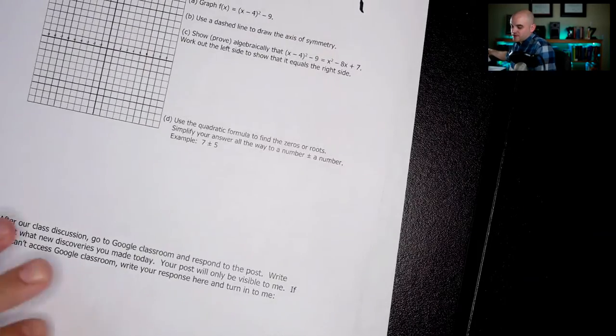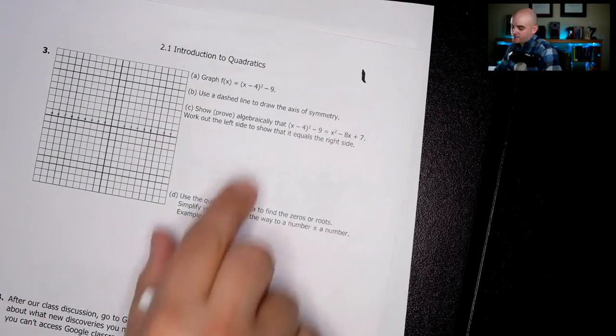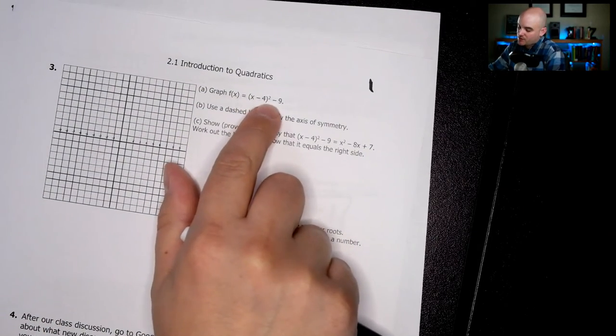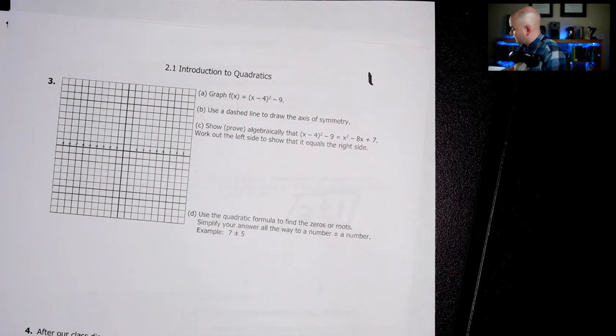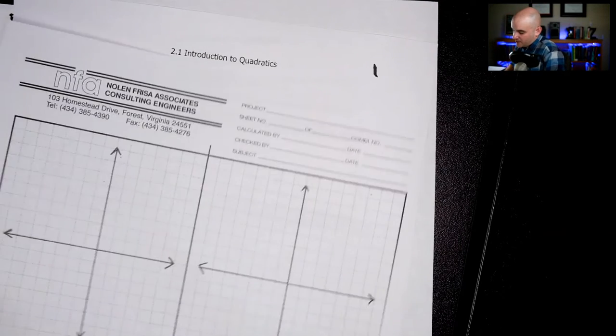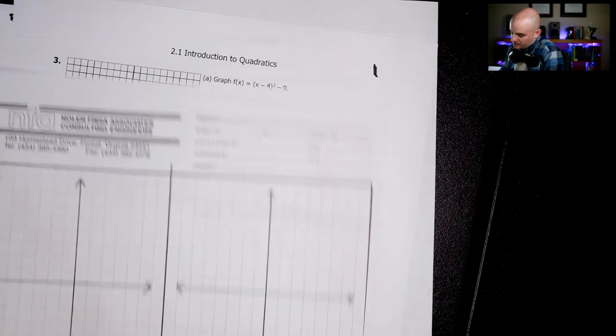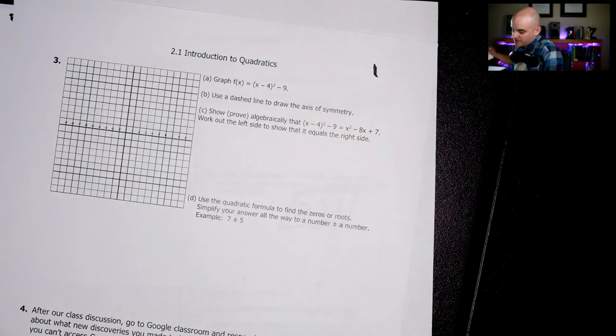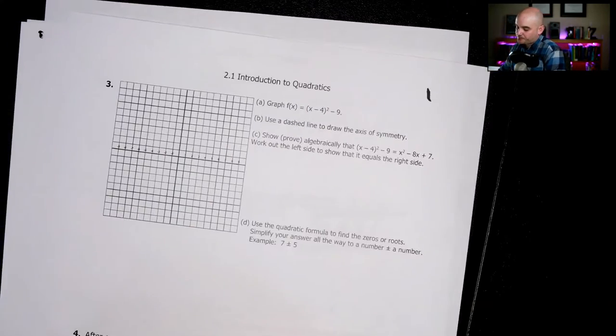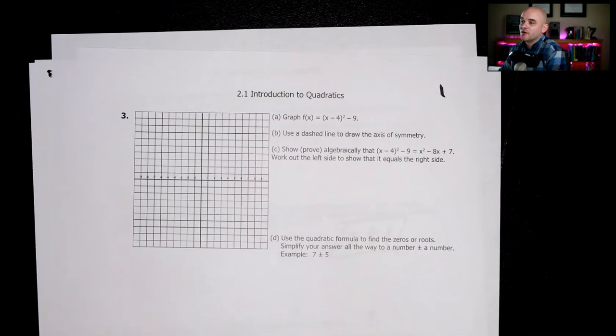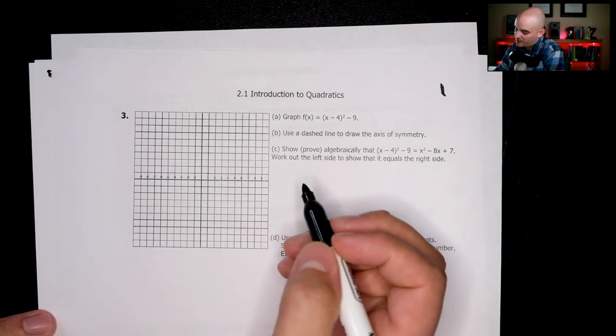So number 3 says to graph x minus 4's quantity squared minus 9. Now, I don't know if my graph here that I've got set up, these graphs I can't do minus 9 on the outside, so I will use this one right here. You'll have to do it on your own. You might be able to see that. I don't know, depending on whether you're watching on a computer or on a phone.